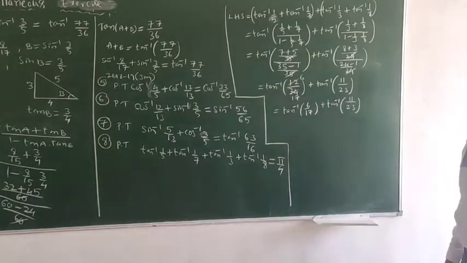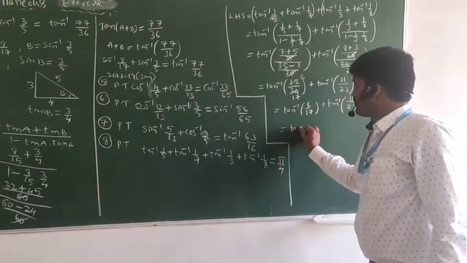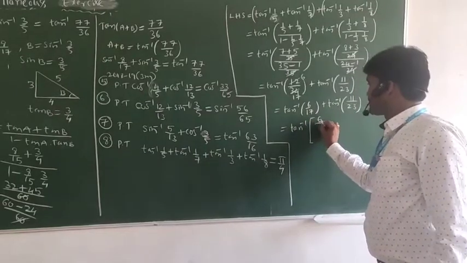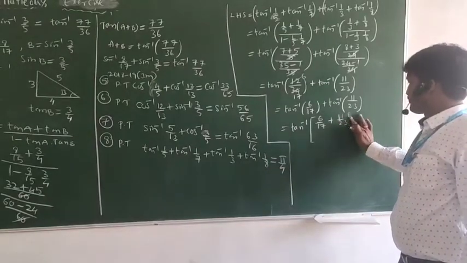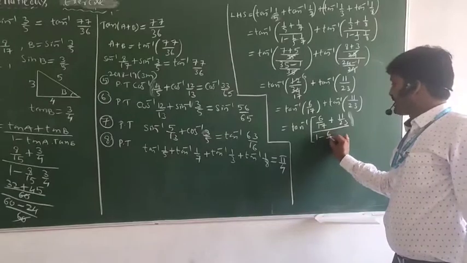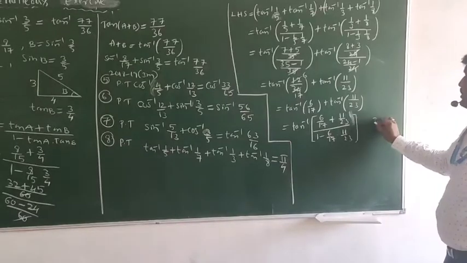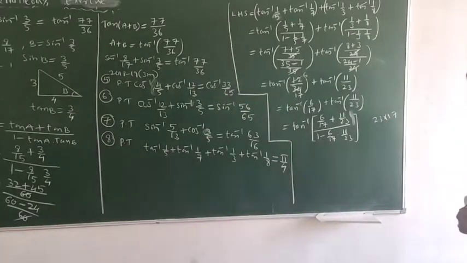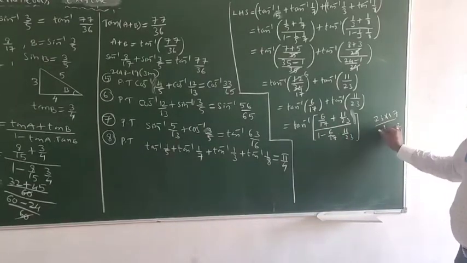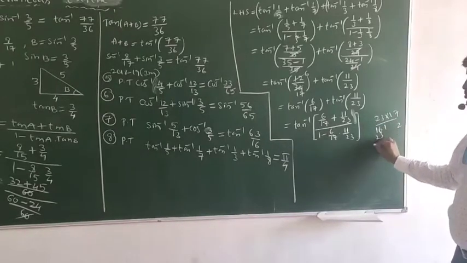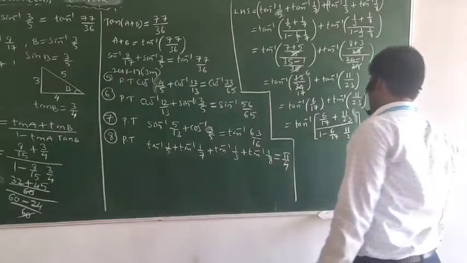Again we need to use which formula here? Tan inverse x plus tan inverse y formula. Tan inverse of 6 by 17 plus 11 by 23 divided by 1 minus 6 by 17 into 11 by 23. So here 17 into 23, how much will you get? 391. 391 is the LCM.